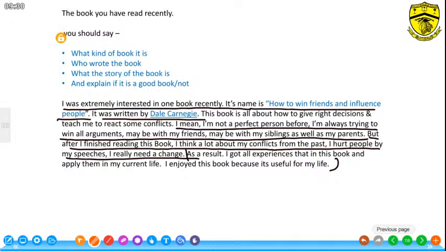In our four paragraph types, we have to learn about the narrative and the descriptive and some information about the persuasive paragraph.